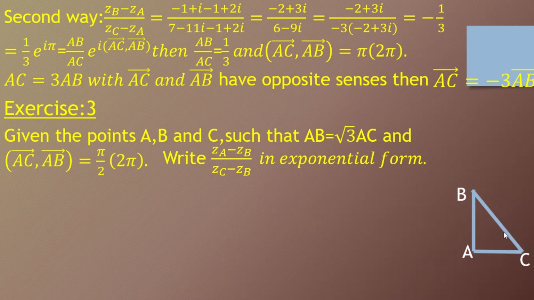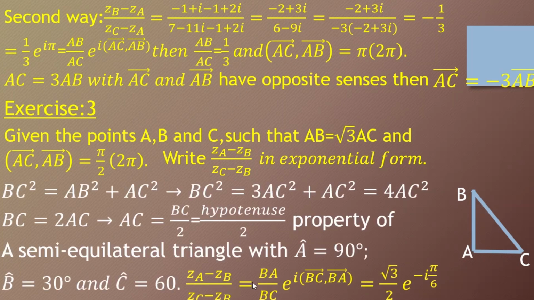And what about BC? Since this triangle is right at A, we can calculate BC square as AB square plus AC square. But AB square is 3 AC square, so BC square equals 4 AC square, then BC equals 2AC.